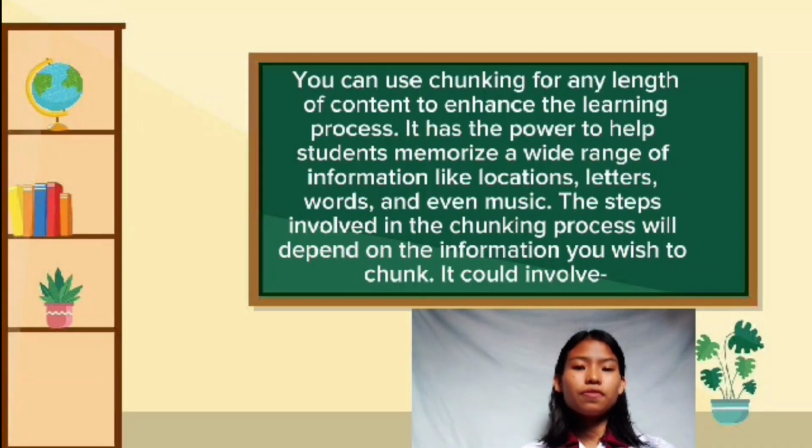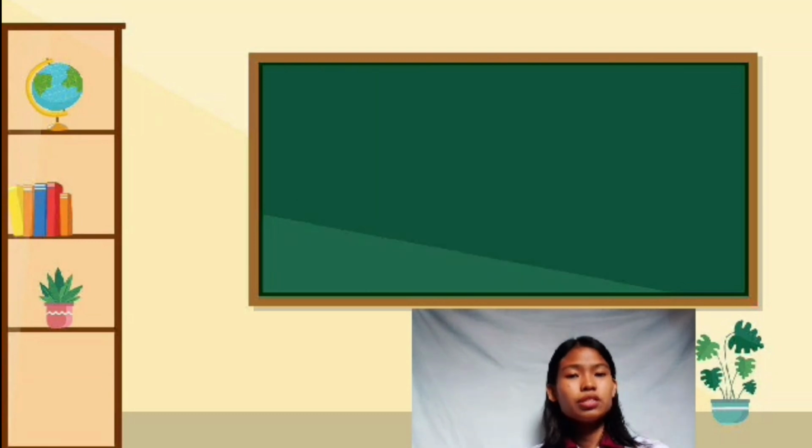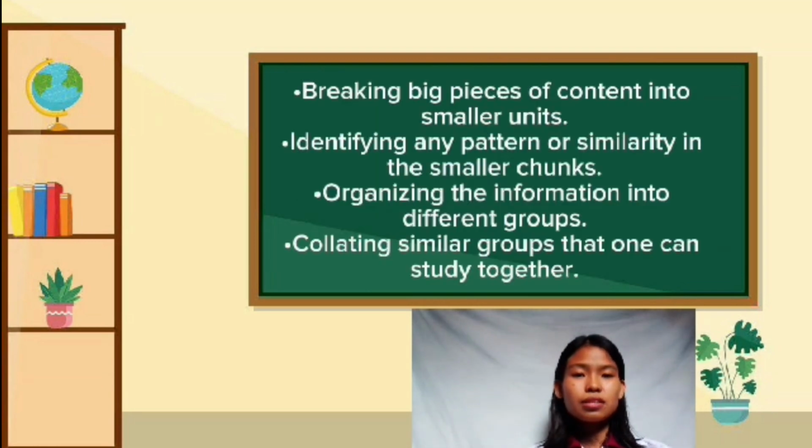The steps involved in the chunking process will depend on the information you wish to chunk. It could involve, first, breaking big pieces of content into smaller units. Second, identifying any pattern or similarity in the smaller chunks. Third, organizing the information into different groups. And fourth, collating similar groups that one can study together.